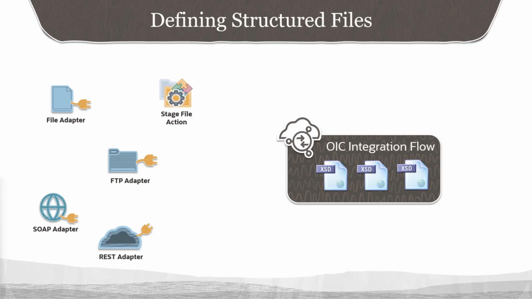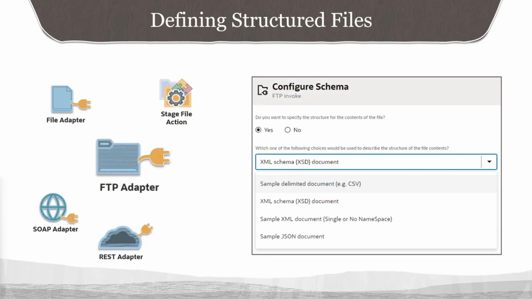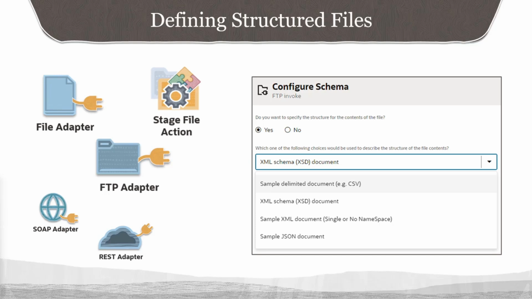Also, within the integration flow, the read and write operations of the stage file action will require that you specify the file content structure. Here is an FTP Invoke configuration example, but both the file adapter and the stage file action provide a similar configure schema wizard.